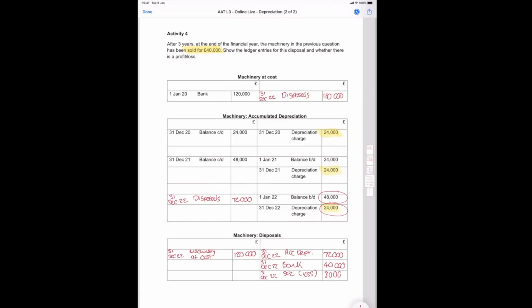Now, the only other thing that we need to look at in this final activity is what happens when we're dealing with a part exchange. Okay, so we're following on from the previous example. Using the above information, what would be the difference in the double entry if the machine had been part exchanged for a new machine costing £140,000?